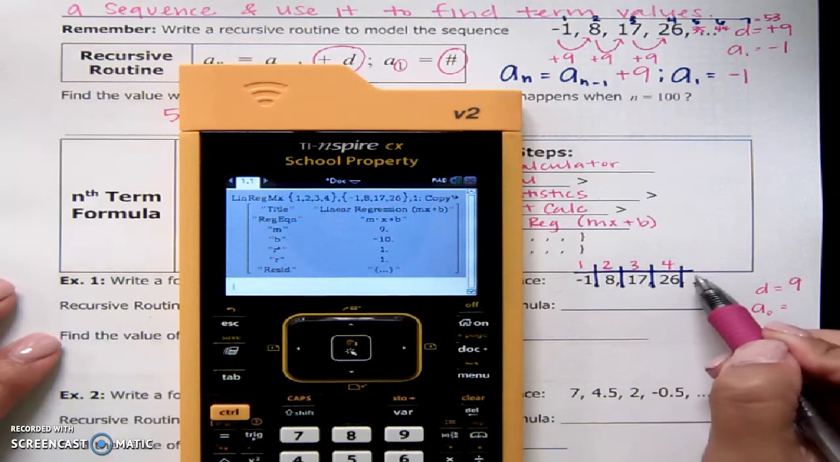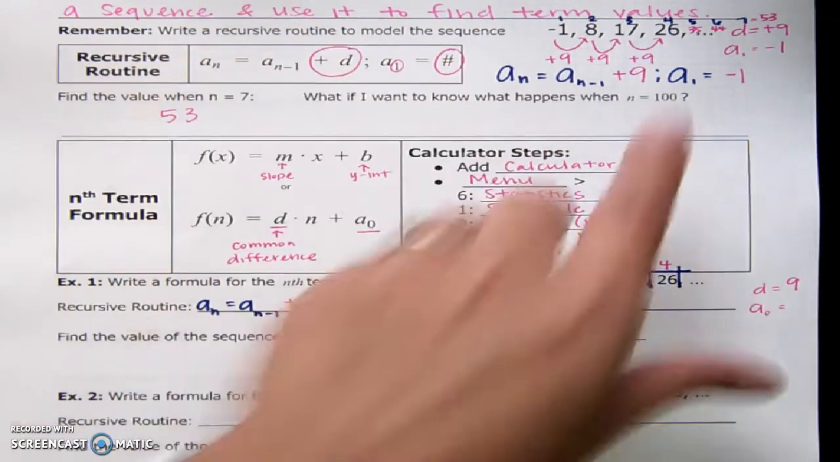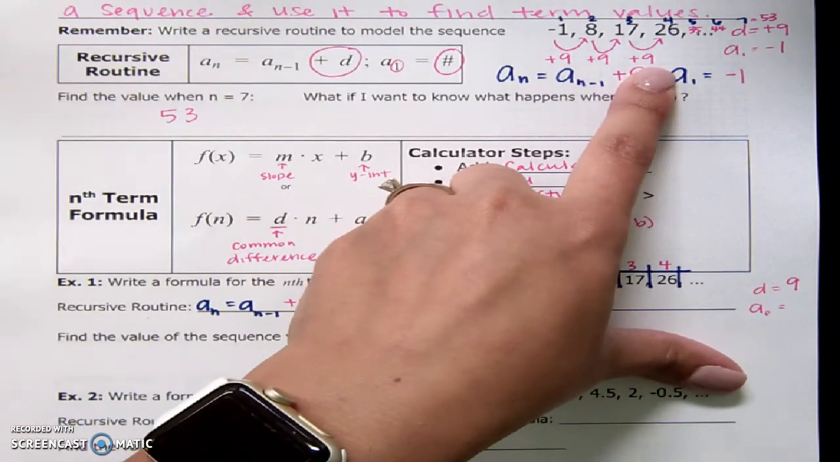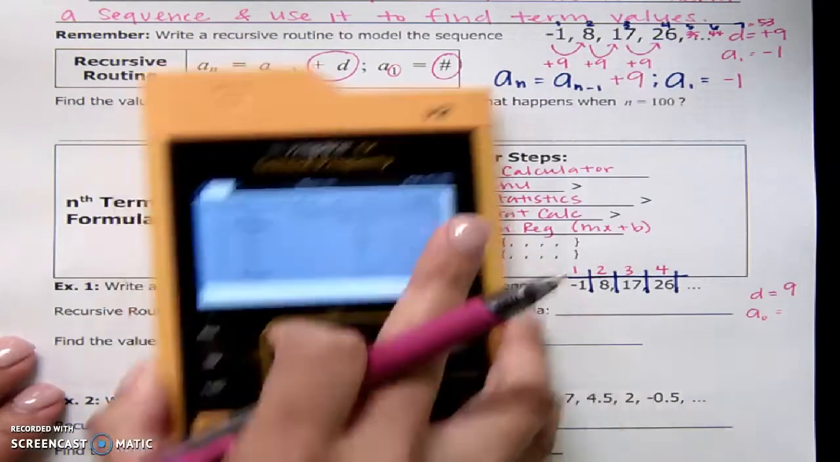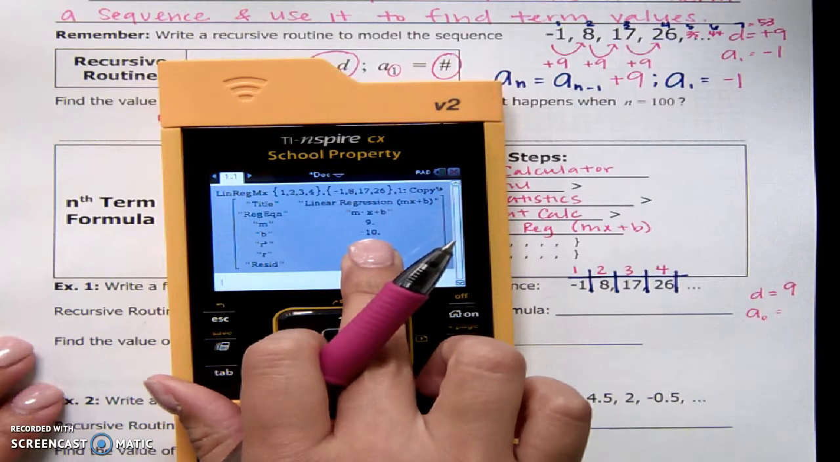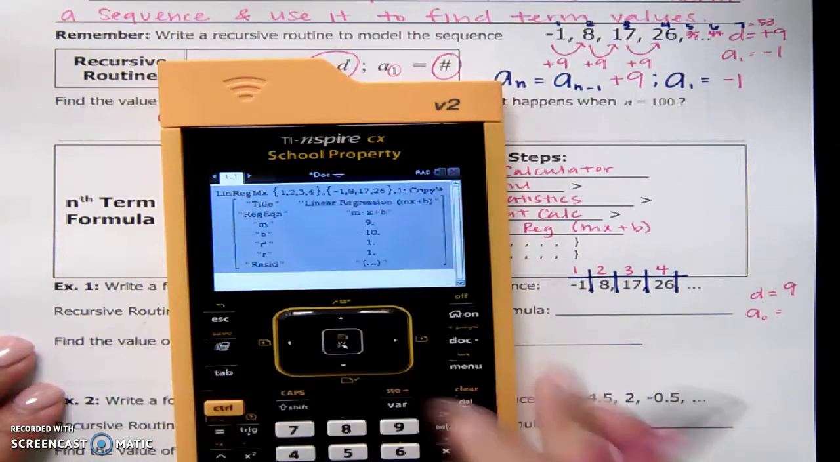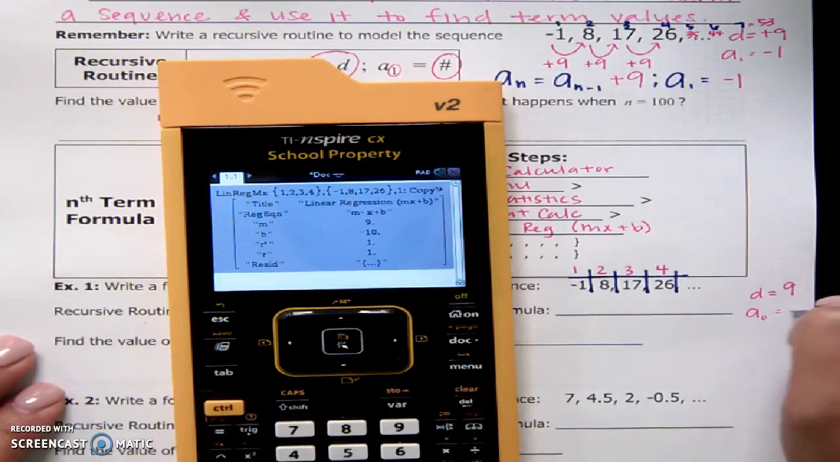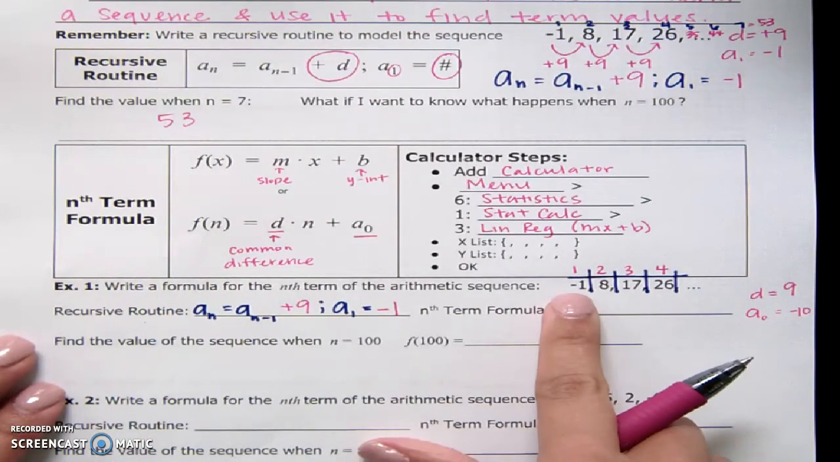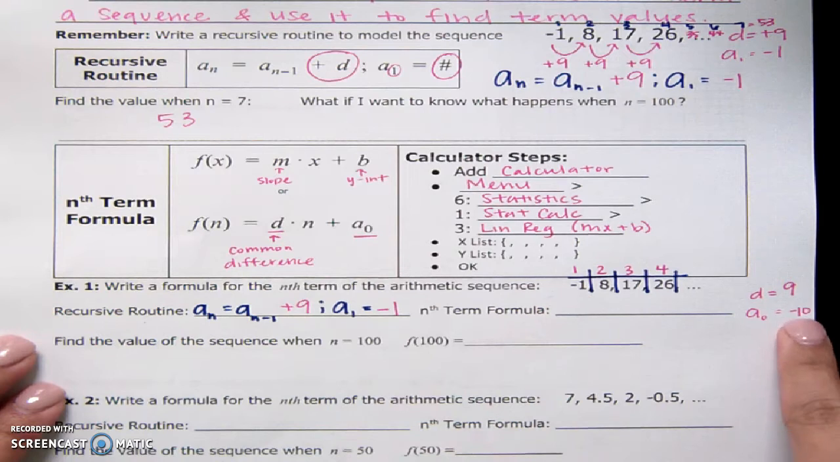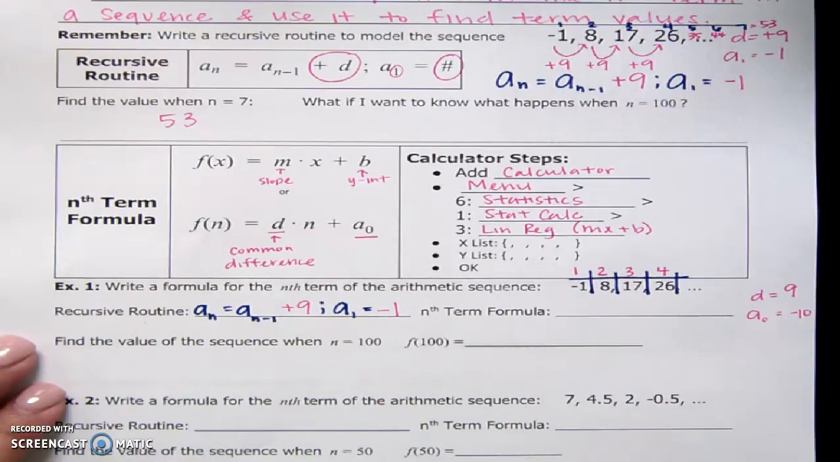That's my pattern, right? We already found that up here. The common difference is the same regardless of whether you're writing the recursive routine or the nth term. And then B is a sub 0, which is negative 10. We are not looking for the first term anymore. The first term is negative 1. That is not what I write here. A sub 0 is negative 10.